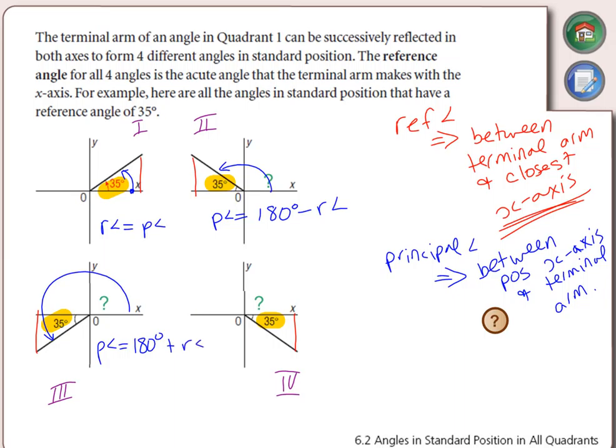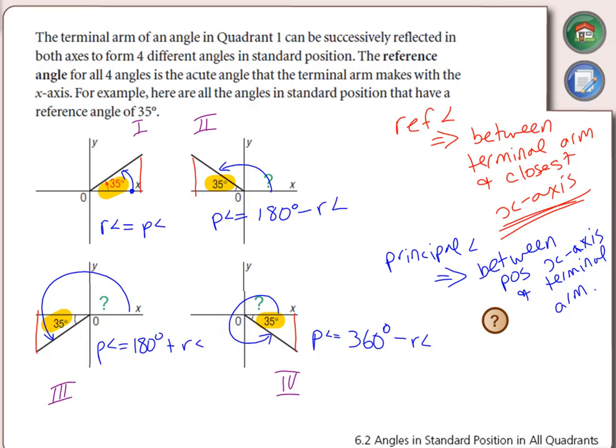And now in quadrant 4. In quadrant 4, I know that going all the way to there is 360 degrees. But whoa, I went too far. How much too far did I go? 35 degrees too far. So my principal angle here is equal to 360 degrees all the way around, take away that reference angle, whatever it be.